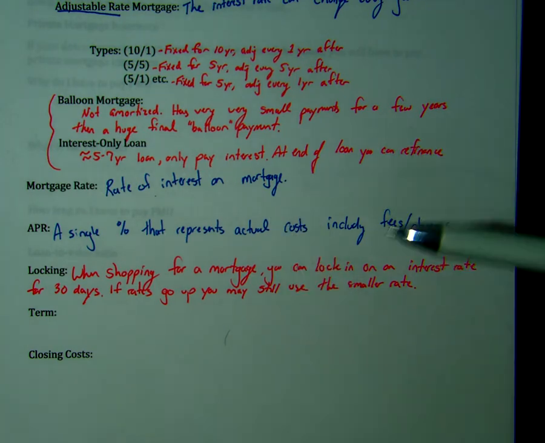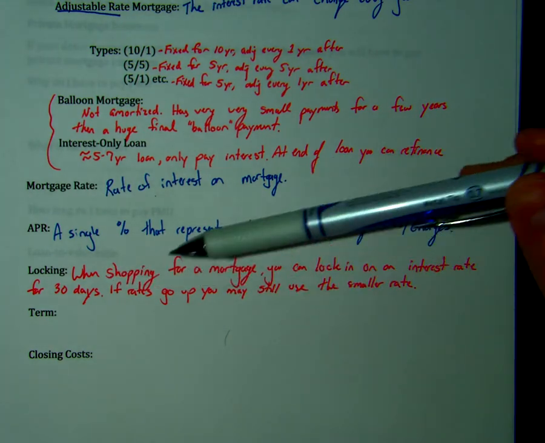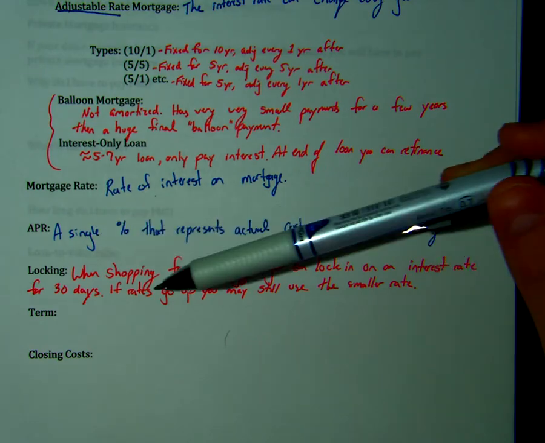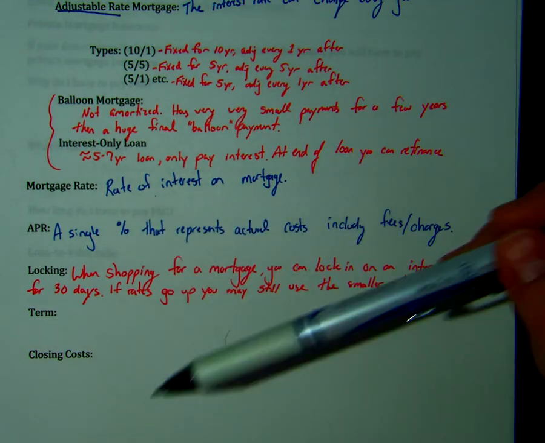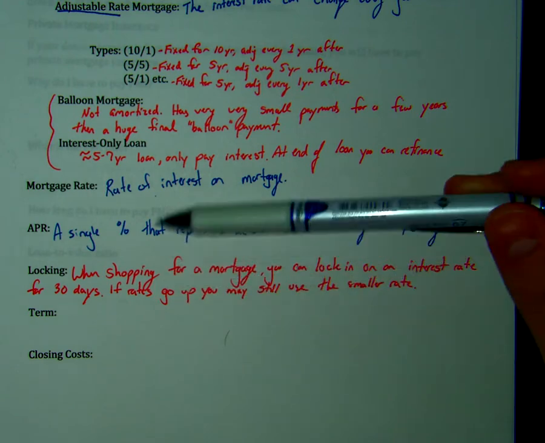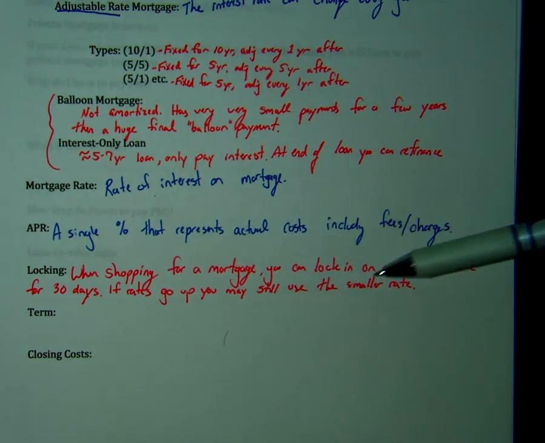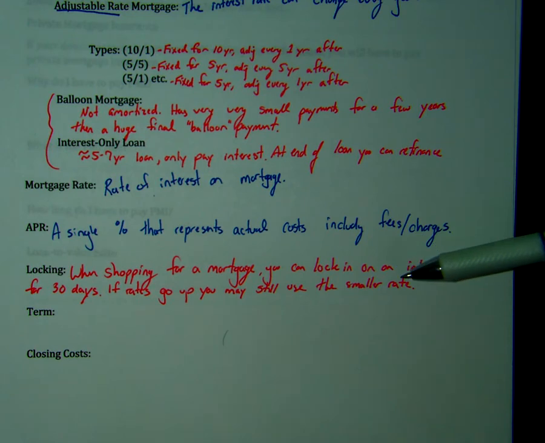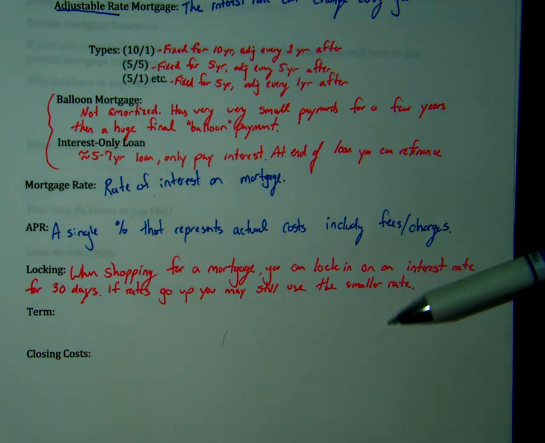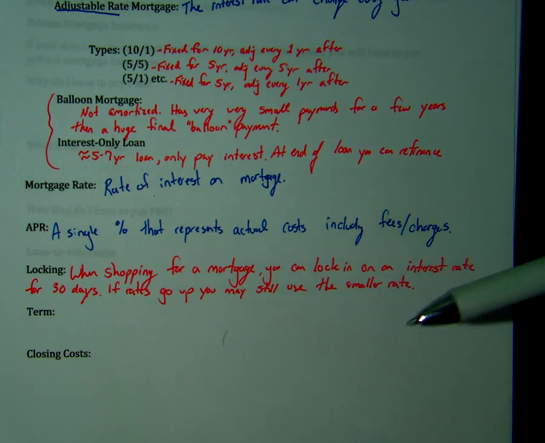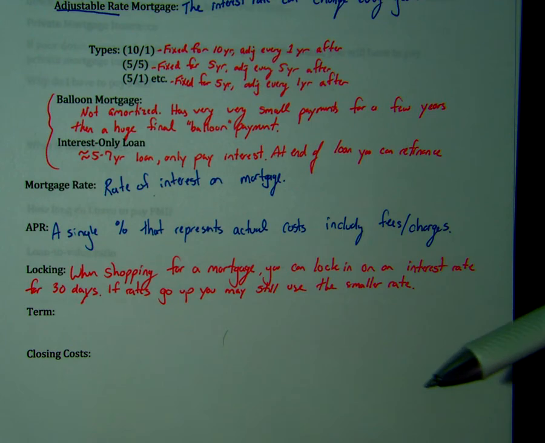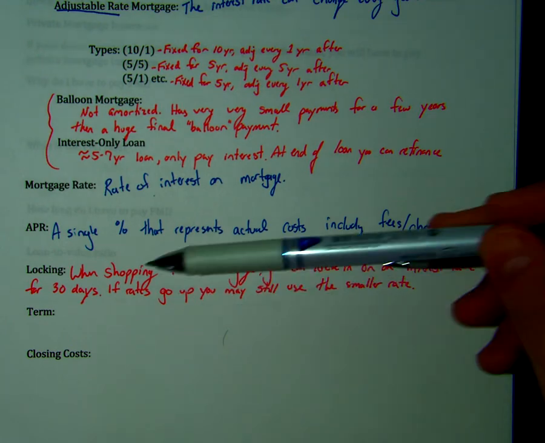Locking. So the interest rates you can get on a mortgage change constantly, and that can be stressful when you're looking to buy a home. So what you can do is lock in an interest rate. So if you see that you have an interest rate of 3.5%, and you're afraid that by the time I write the paperwork for this in a week, what if that goes up to 4%, right? You can lock it in.